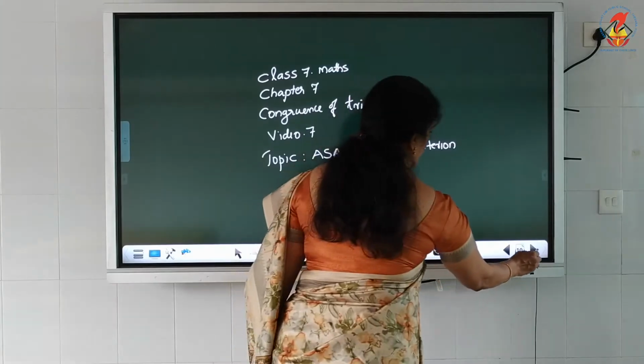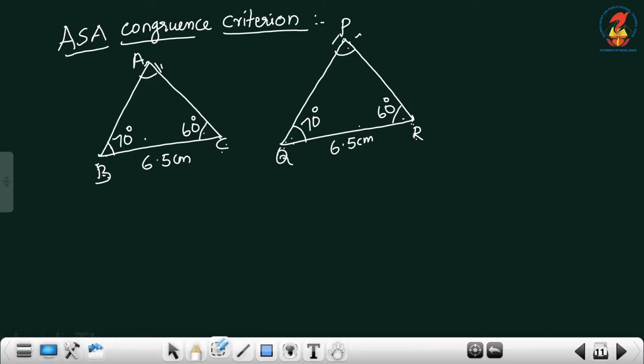Here consider this example: triangle ABC and triangle PQR. Angle B equal to 70 degree, angle C equal to 60 degree, BC equal to 6.5 centimeter. In PQR, angle Q equal to 70 degree, angle R equal to 60 degree, QR equal to 6.5 centimeter. Here BC is the included side of angle B and angle C, the same as QR is the included side of angle Q and angle R.